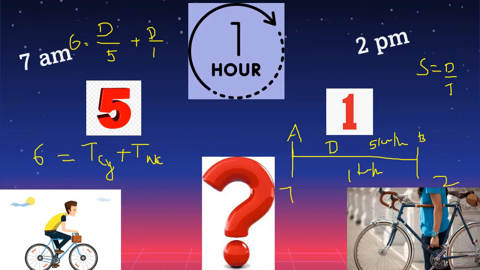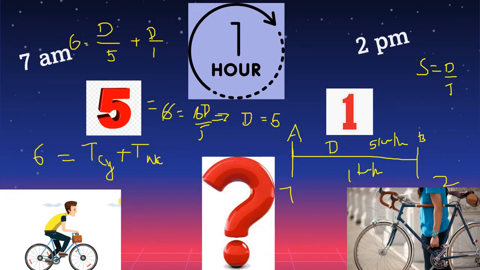Now this is a very easy fraction that you can solve. 6 will be equal to, when you take the LCM, d plus 5d, which is equal to 6d divided by 5. Okay, so from which you can easily cancel out 6 and you can very well say that your d is equal to 5. That is, the distance from point A to point B is 5.